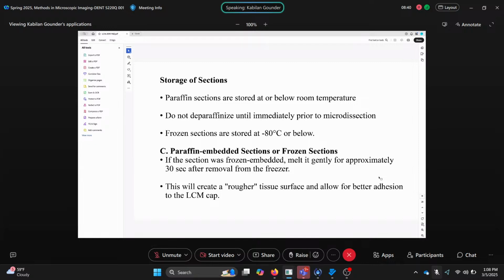Most of the time we are not going to do all the experiments on the same day. Sometimes we can cut the sections, and then we cannot go for further experiments. So in the meantime, we have to store them. How can we store them? If it's a frozen section, we can place it at -20, or if it is a paraffin section, you can store it at room temperature.